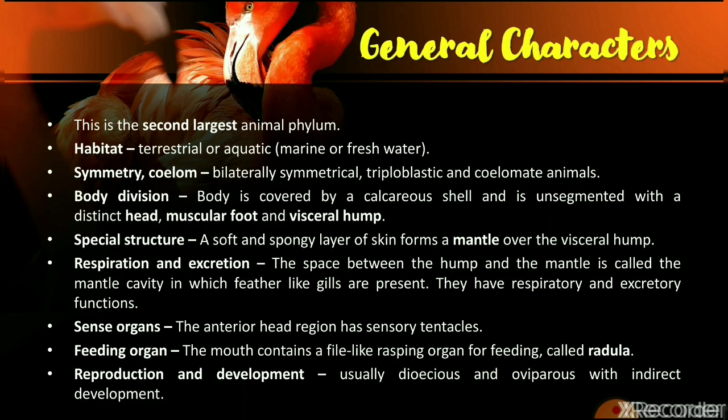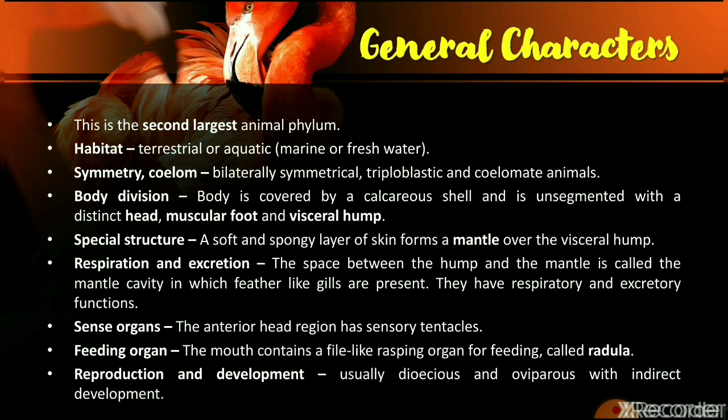The members of this phylum are either terrestrial or aquatic. If aquatic, they may be found in fresh water or in marine water. They are bilaterally symmetrical or asymmetrical, triploblastic, and true coelomate animals. The body is covered by a calcareous shell and is unsegmented with a distinct head, muscular foot, and visceral hump.